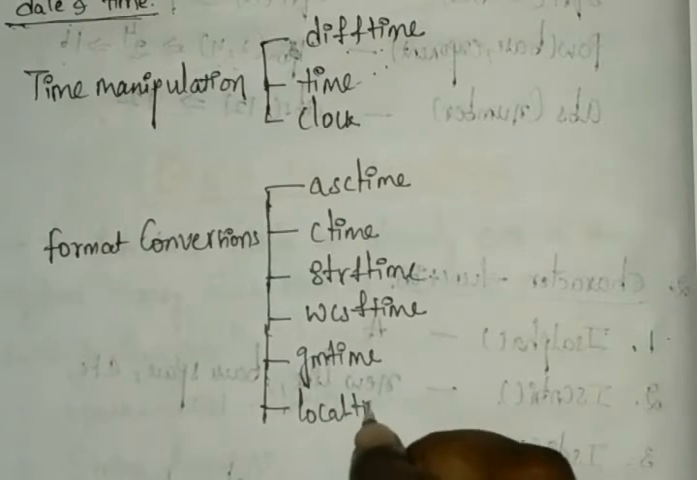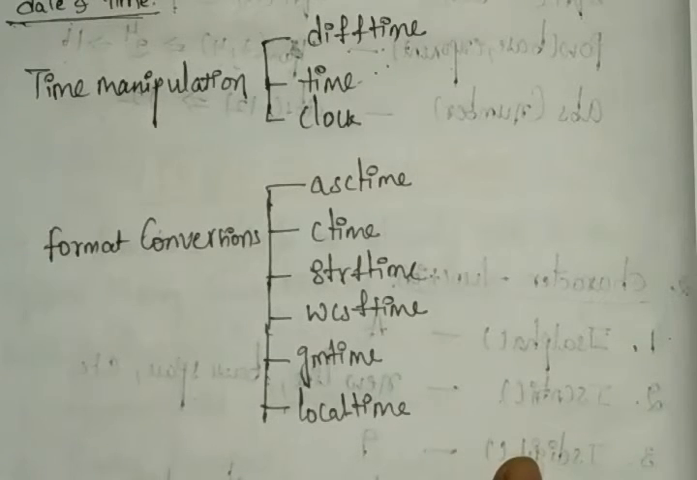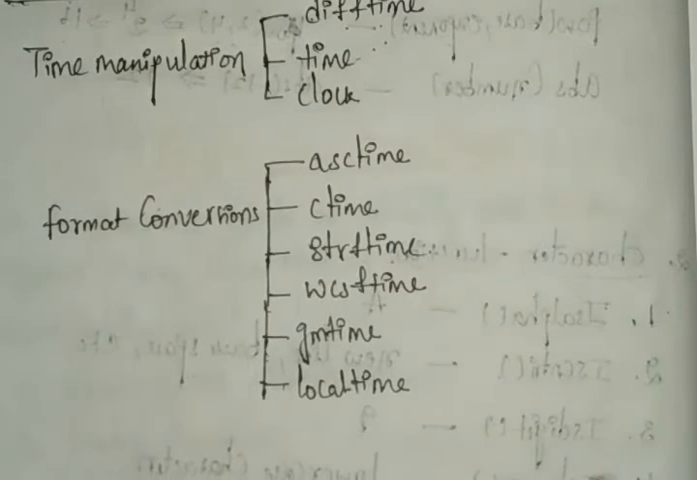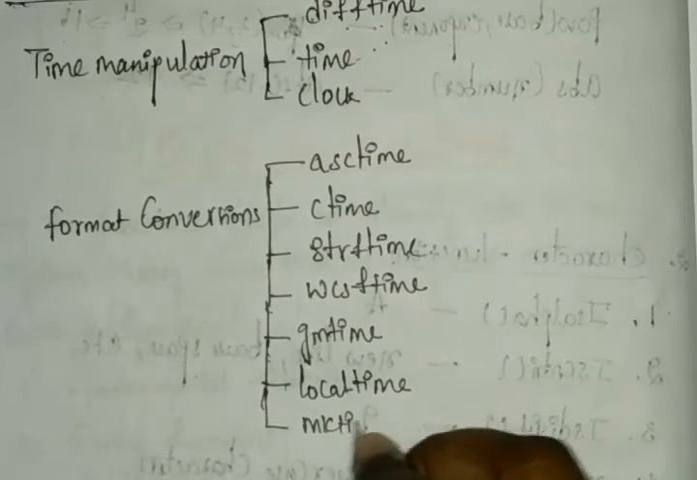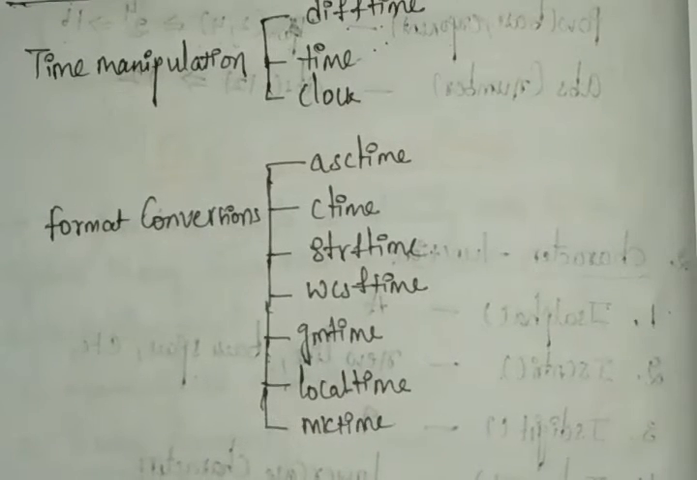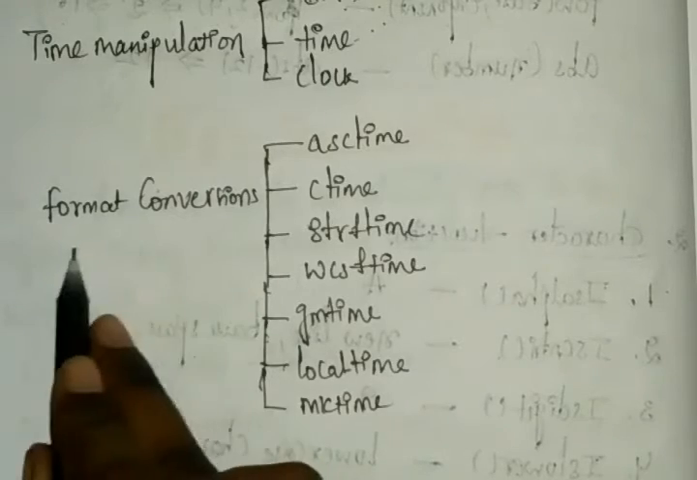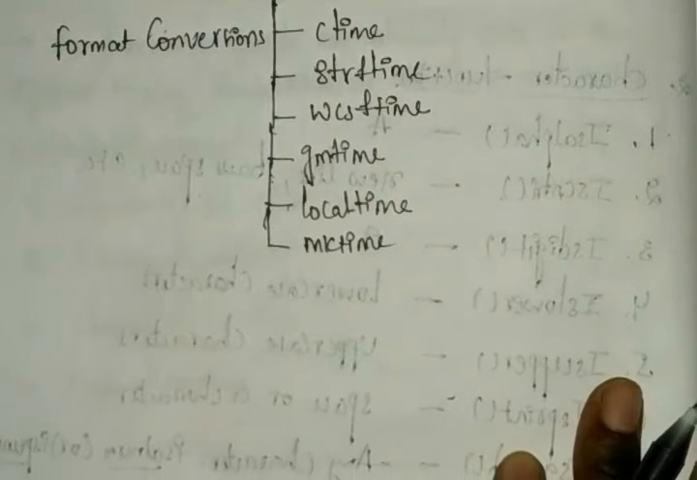Local means whatever local time you have at present, that you can represent here. It converts the calendar time into the local time manner. And next here we have the mktime, make time. Whatever time you have, if you need to make it, it is also possible to convert the calendar time to the time value. Using the formats, you can convert from one format to another.